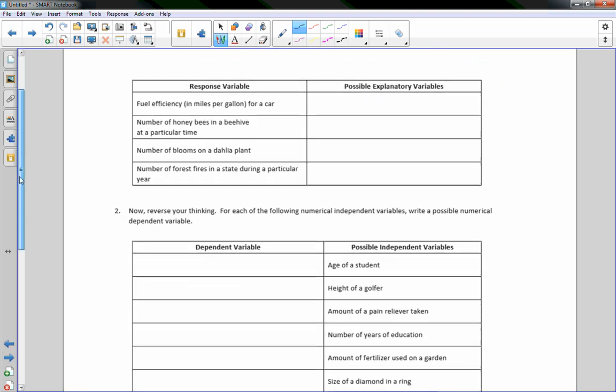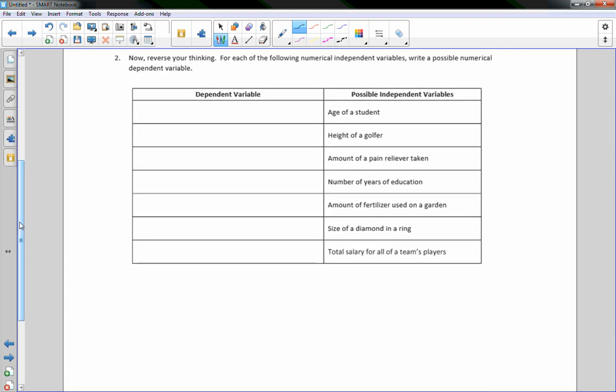Okay, so anyhow, I'm going to skip the rest of those. You get the idea. Number two. Now we're going to reverse our thinking. Now they're going to give us independent variables and they want us to come up with a dependent variable. So it says for each of the following numerical independent variables, write a possible numerical dependent variable. Okay, age of a student. And then the dependent variable would be time it takes to do something. Okay, the example they give would be time it takes to run a mile.